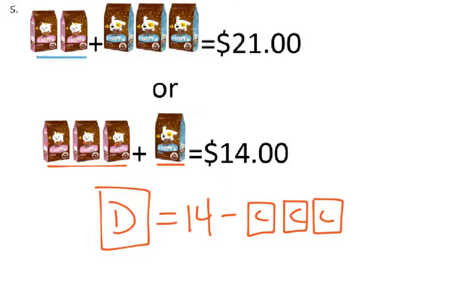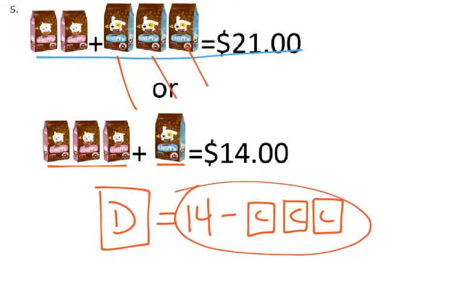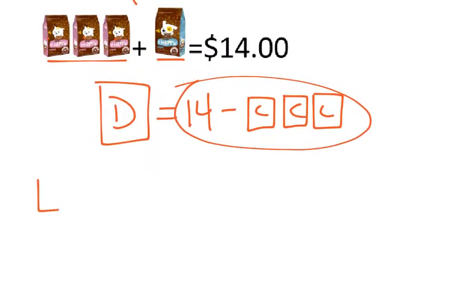Now if we take that other equation and say for each of these bags of dog food, we've got this situation going on. So then we'd have, let's see, we'd have 2 bags of cat food, right?